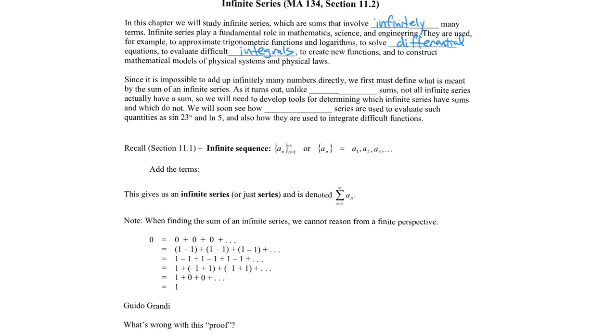We just had to get through these series tests first, and we'll start with that with this section 11.2, because it turns out that it's impossible, obviously, to add up infinitely many numbers directly. So we're first going to define what is meant by the sum of an infinite series. As it turns out, unlike finite sums, not all infinite series actually have a sum. So we'll need to develop tools for determining which infinite series have sums and which do not.